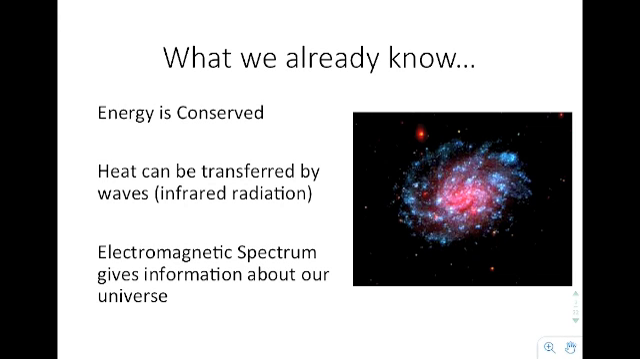So, what we already know is that energy is conserved. That's one of the hallmarks that we've talked about since Unit 5. Energy is always conserved in a closed system. We also know that heat can be transferred by waves, and that's something we looked at in Unit 7. We called it infrared radiation at that point, but we also called it a wave. We also know that the electromagnetic spectrum gives us a lot of information about the universe. Now, that's from middle school, but you should know that you can look at light waves and radio waves and those sorts of things.